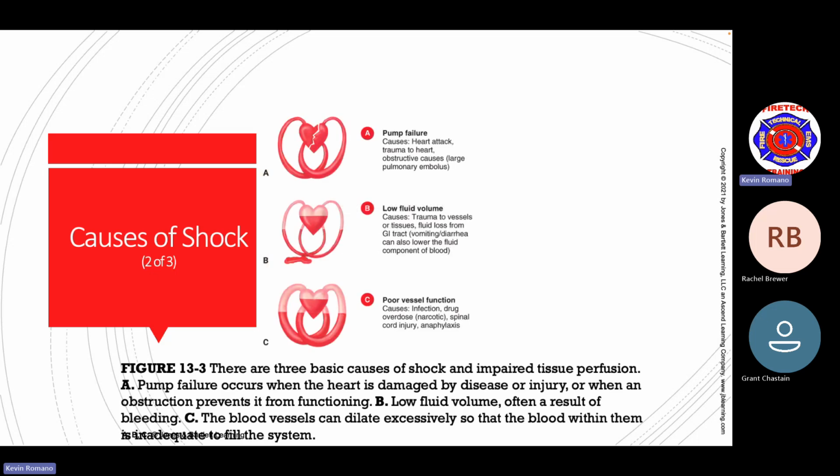So what you're seeing here illustrates the slideshow with three basic causes of shock and impaired perfusion. This is your pump failure, right? So this causes would be like heart attack, trauma to the heart, obstructive causes like large pulmonary embolus, things like that. You have the heart issues, that pump issue, right? A PE is very bad. It's a big clot somewhere in the lungs, not allowing blood to flow appropriately, and also reducing your gas exchanges and oxygen coming back in.